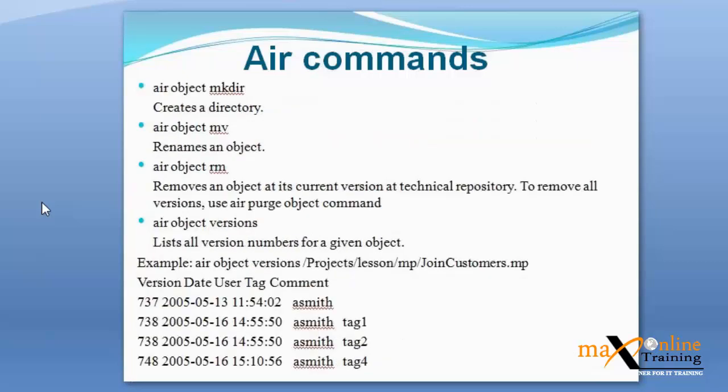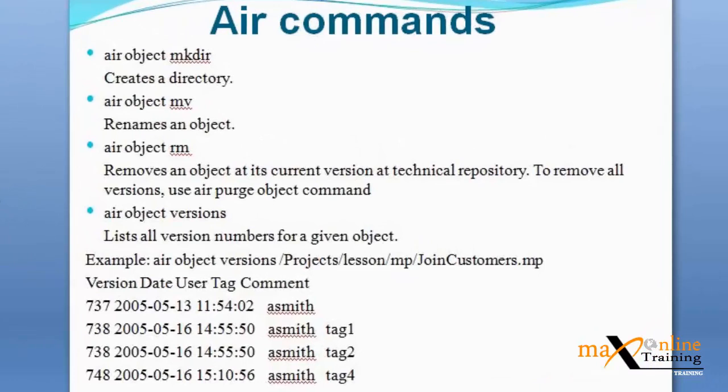And if you want to create a directory in your project structure, in your EME, you will use add object mkdir to create a directory. You want to rename an object, add object move. If you want to remove a particular object, add object rm. And there is a catch in this: since the repository has multiple versions of a particular object, this is actually an interview question, what's the difference between add object rm? You have to use.